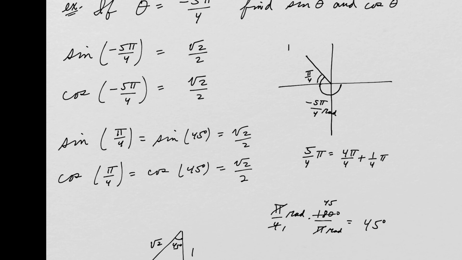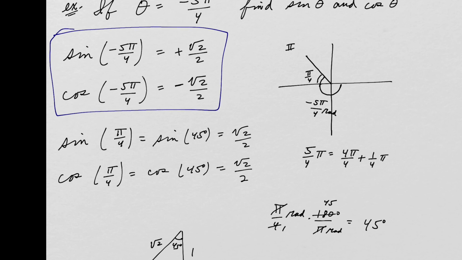But since we're in the second quadrant, remember what's positive? The sine is positive, so this is positive. The cosine is negative. Okay, so that would be the answer. So sine of negative 5/4 pi is radical 2 over 2. Cosine of negative 5/4 pi is negative. Yeah, I said that backwards, right? Sine of negative 5/4 pi is positive radical 2 over 2. Cosine of negative 5/4 pi is negative radical 2 over 2. Because we're in that second quadrant. Sine is positive, cosine is negative. Okay.